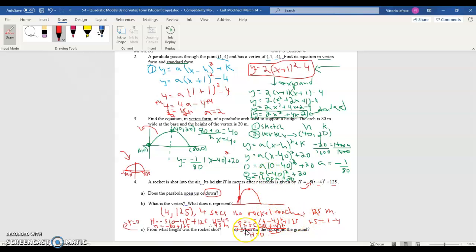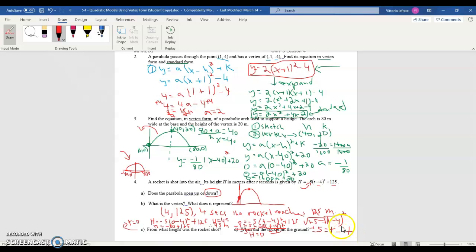And so what we did is we divided both sides by -5, and we got 25 is equal to (t - 4) squared. To get t - 4, you simply take the square root of both sides. And so you get plus or minus 5, because when you think about the square root of 25, it's 5 times 5, or -5 times -5. So you get plus or minus 5 is equal to t - 4.